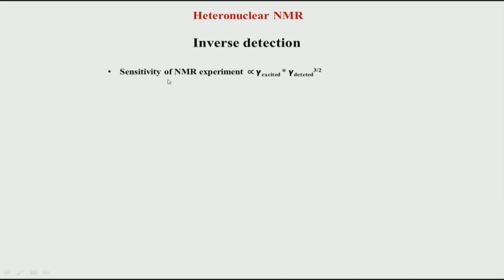The reason for this is shown here. So, you see generally the sensitivity of an NMR experiment is given like this. It is proportional, means there are other factors, but one of the factors is this, that it depends on what is the first nucleus that you excite. That means, remember we have been seeing all the while that we have been exciting protons with an RF pulse. So, the gamma of that nucleus matters, and what matters is what nucleus is detected in the end.